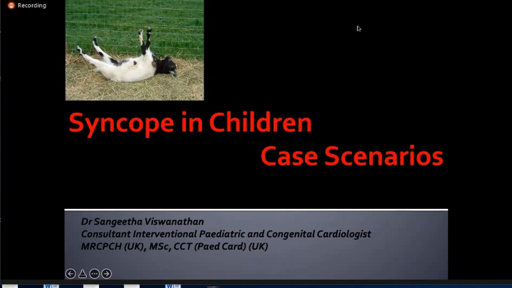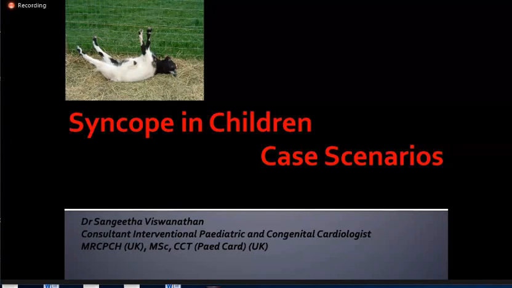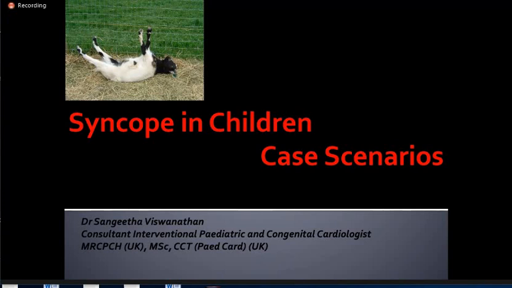Given to us with syncope. So this picture of a goat that you see on the screen actually shows what's called a fainting goat. This is a separate breed of goats. They don't have syncope per se, but when they are startled, they have a myotonic response.